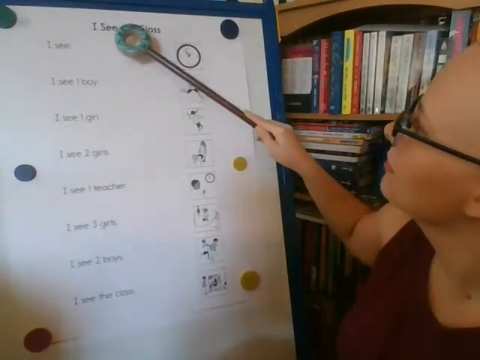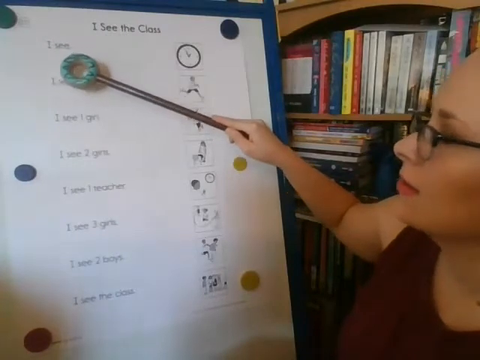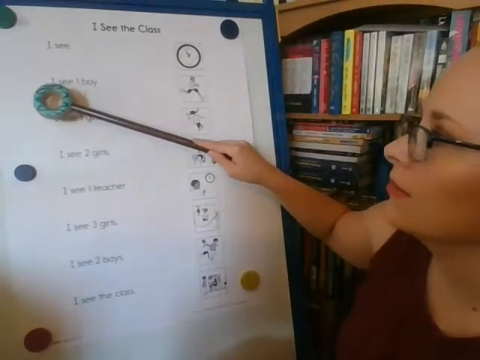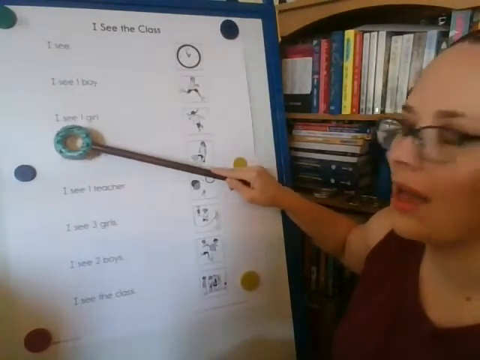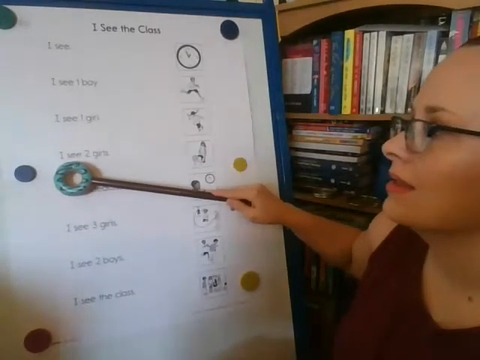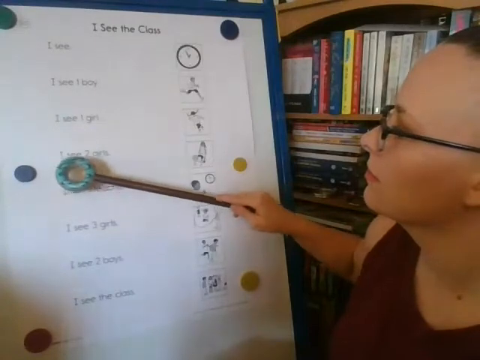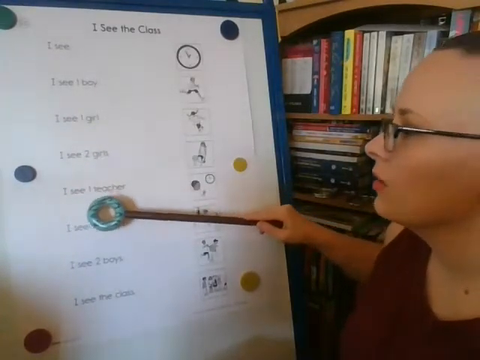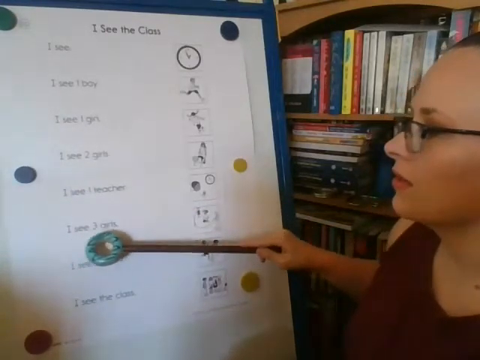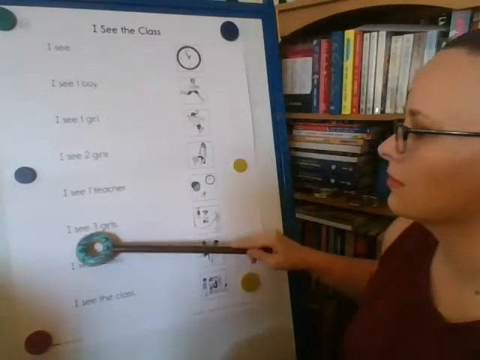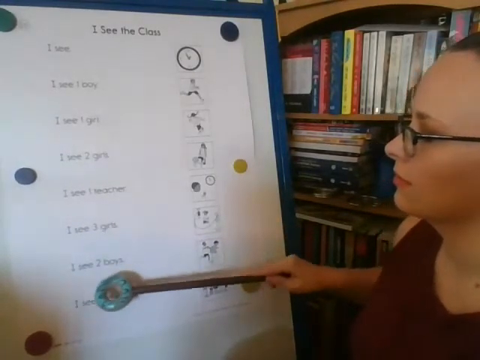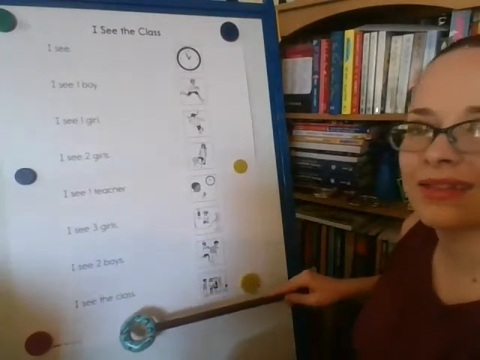I see one boy. I see one girl. I see two girls. I see one teacher. I see three girls. I see two boys. I see the class.